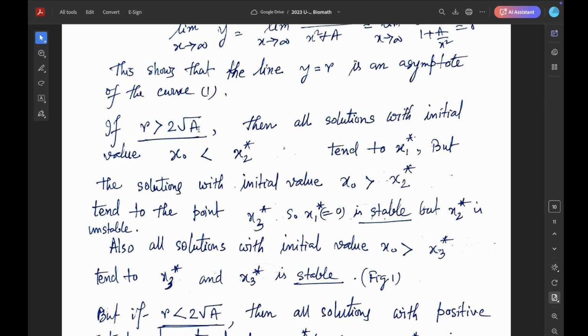When r is greater than 2√a, then all solutions with initial value x0 less than x2* tend to x1*, but the solutions with initial value x0 greater than x2* tend to the point x3*.